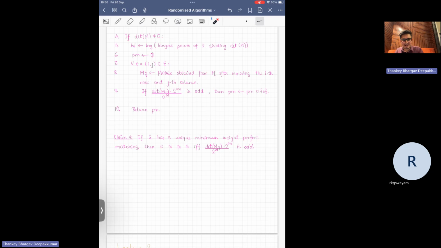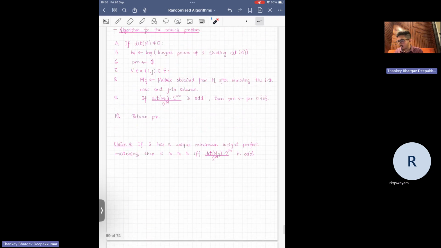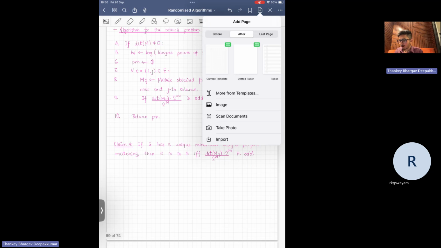I haven't proved the claim yet. If this claim is true, then that's what's happening, provided a unique minimum perfect matching exists, which we know exists with high probability because of the isolation lemma. So now let's prove this, and in the proof we will see what's happening.